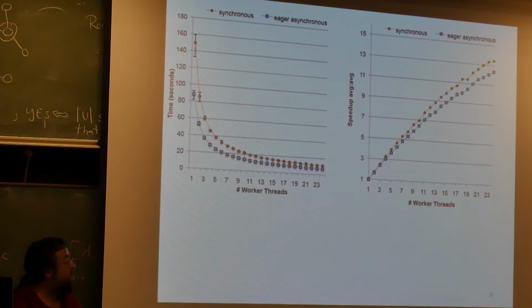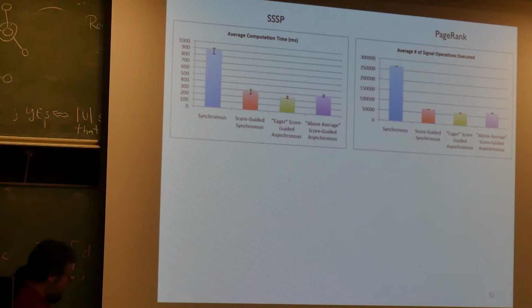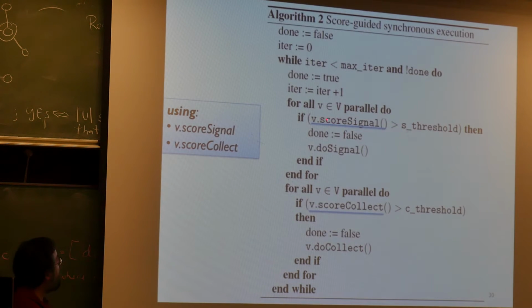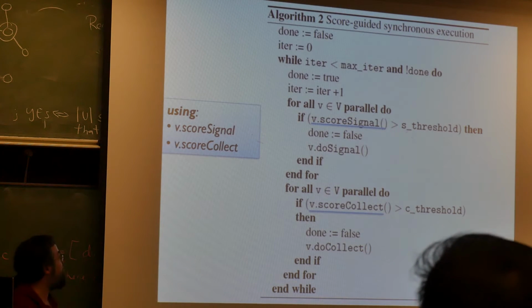And here are some numbers. This is doing things synchronously, and this is doing things eagerly asynchronously. Eagerly asynchronously is basically: you look at a vertex. First, you decide whether you want to signal, then you decide if you want to collect. So you will do a collect right after you do a signal if they're both over threshold.